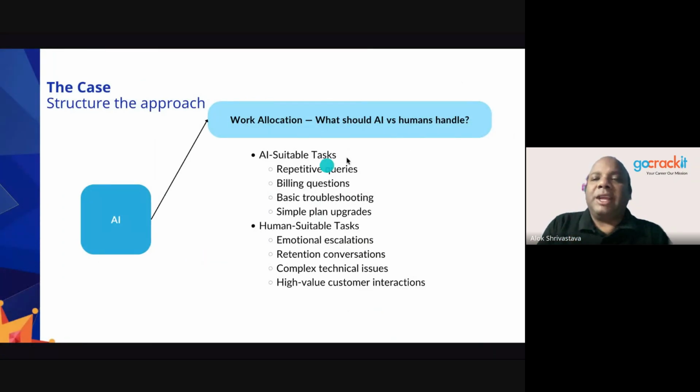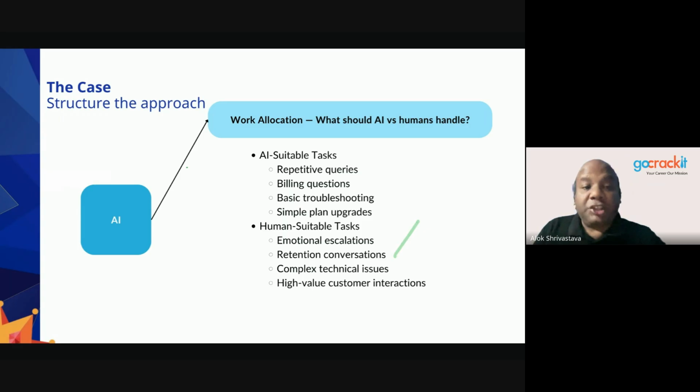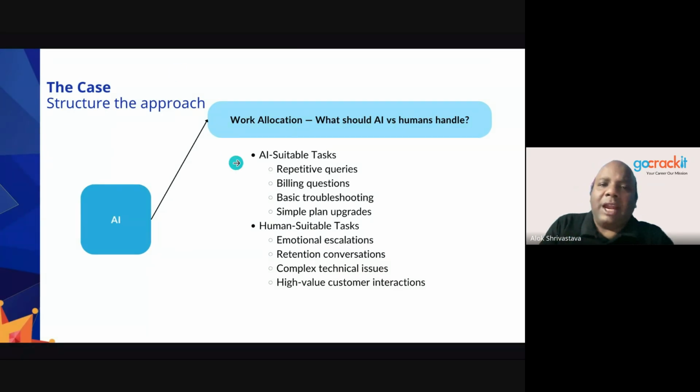Second is work allocation, as I discussed, right? What are some of the AI suitable tasks: repetitive tasks, billing questions, basic troubleshooting, simple plan upgrades. And what are some of the human suitable tasks: emotional escalations, retention conversations, complex issues, technical issues, high value customers. Even if it is a smaller query, but it is by a very high value customer, a B2B customer, you may not want to give it to AI for obvious reasons, right? So that's the second thing.